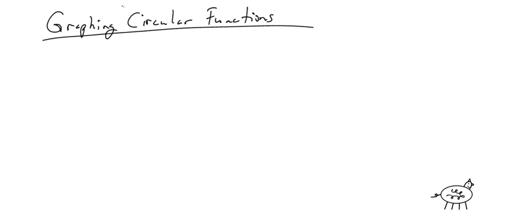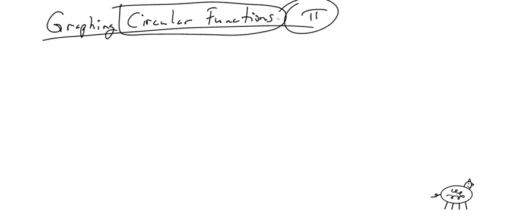First of all, we say the word circular functions because this is what we did in the last chapter: everything is going to be in terms of our arc length, or everything's going to be in terms of pi. That's really important. We're not going to do anything with degrees. We're always going to be dealing with pi.